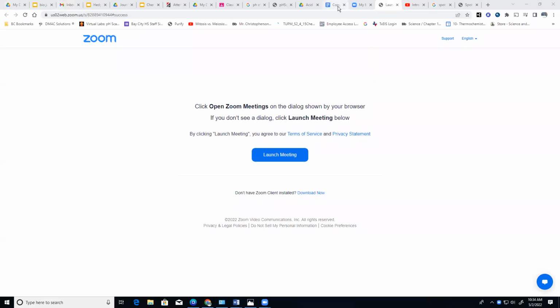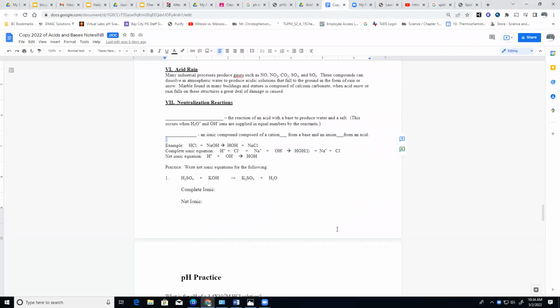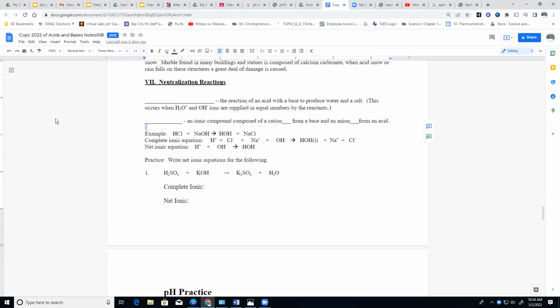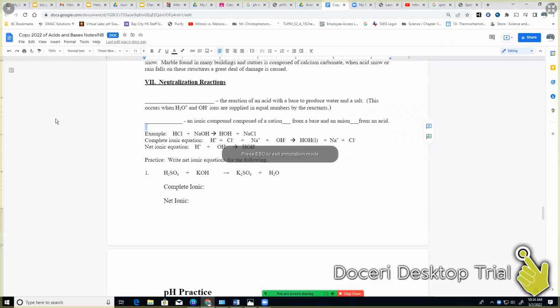All right, so today we're going to be looking at titration of a strong acid with a strong base or vice versa. And then we'll probably do a titration, or at least a virtual titration, next week. So we've looked at neutralization reactions before.